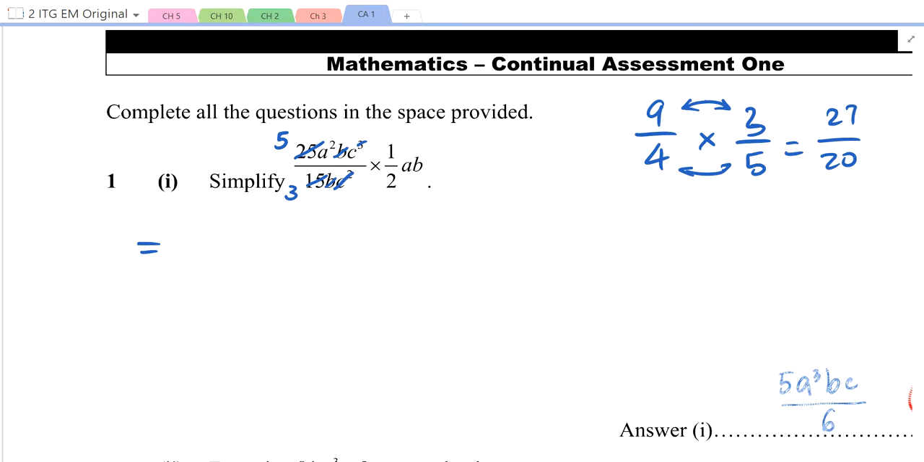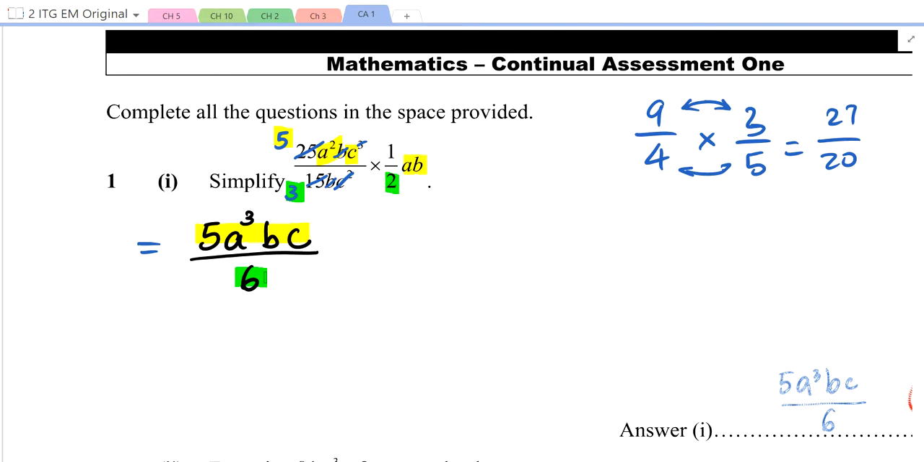Let us consider only the numerators. 5a squared c times ab. This gives me 5a cubed bc. That's the yellow color part, the numerator. In our denominator, we have 3 and 2, which gives me 6. So 5a cubed bc over 6.